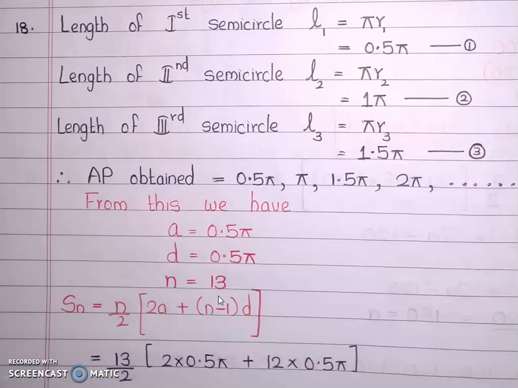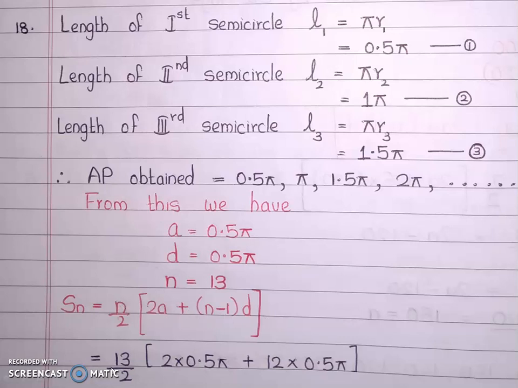Where did you get this 13 from? 13 is coming from the question. What is the total length of such a spiral made up of 13 consecutive semicircles? So, 13 is coming from your question. Length, total means addition. So, sum of 13 terms. As you know, n, a and d, you will use this formula. Sn is equal to n by 2 into 2a plus n minus 1 into d.